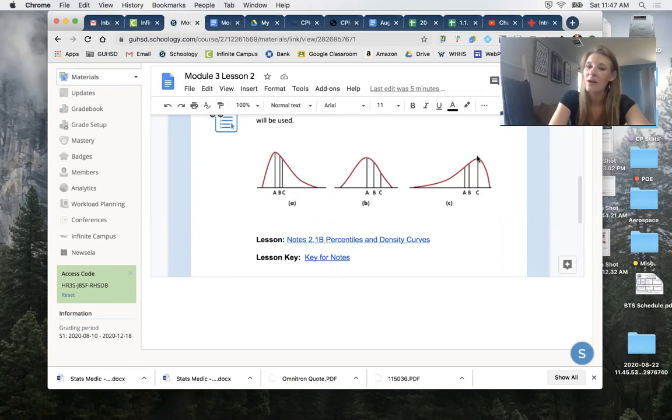In this one, the most frequent, our mode would be C, but our halfway point, our median would be at B, and our mean would be pulled towards these lower values because these lower values have an effect on the mean. So our mean would be A, which would be the lower, it's pulled to the lower numbers. That's a great conversation piece.